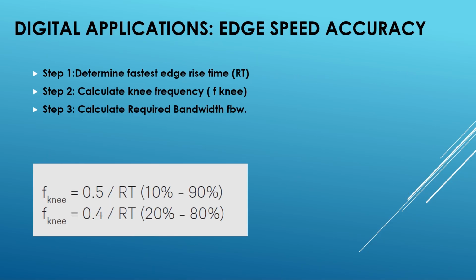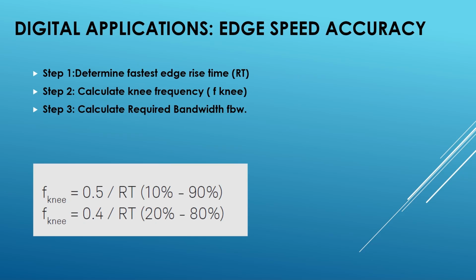If you need accurate measurements on high-speed edges, you need a more precise method that accounts for the fastest edge speeds. The maximum practical frequency component, known as the knee frequency f_knee, is based on the rise and fall times, not the clock rate. You first determine the fastest rise time from your device specifications. Then, calculate knee frequency using 0.5 divided by the rise time for a 10% to 90% measurement, or 0.4 divided by the rise time for a 20% to 80% measurement.